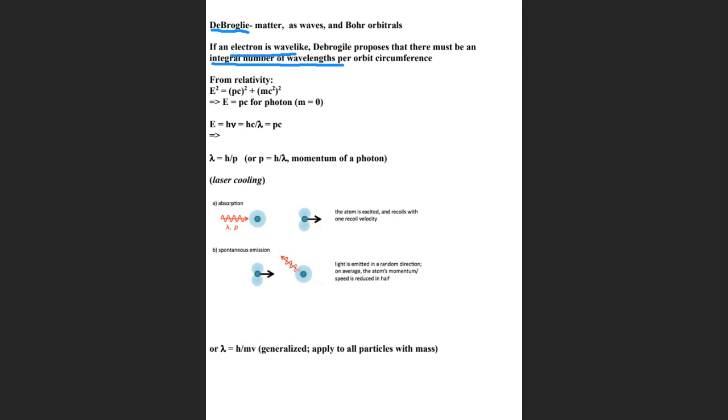In other words, if the electron is going around the nucleus in a circular orbit, there must be a whole number of waves in the orbit. That ensures when you get around to where the circle started, the beginning of the wave matches up with the end. Okay, so he says, well, there must be an integral number of wavelengths per orbit circumference. How can I figure out something about waves of electrons?